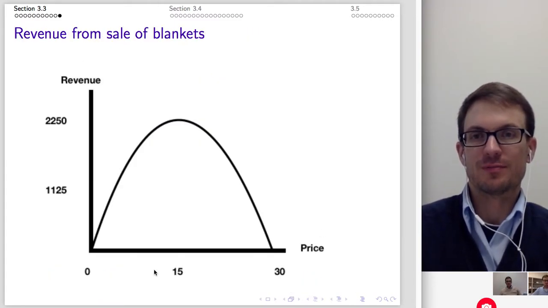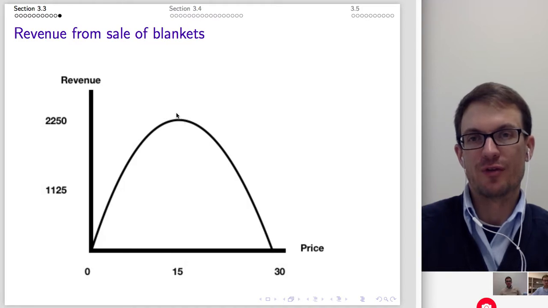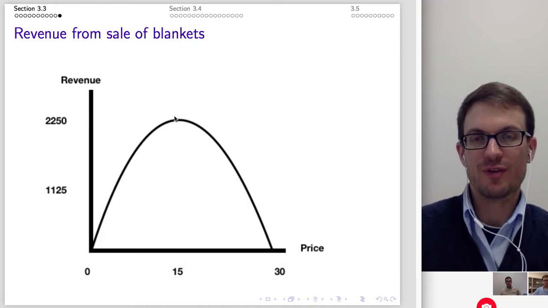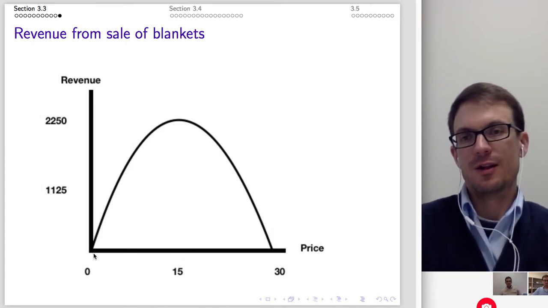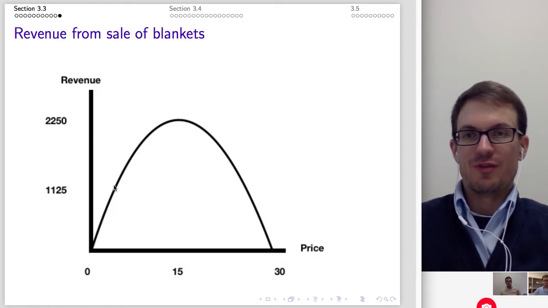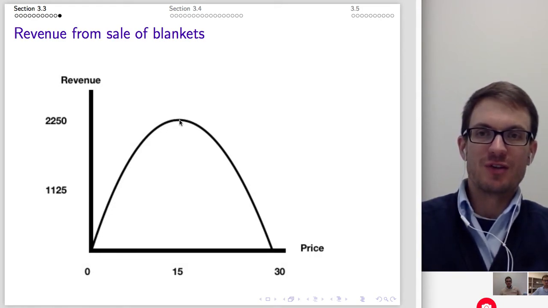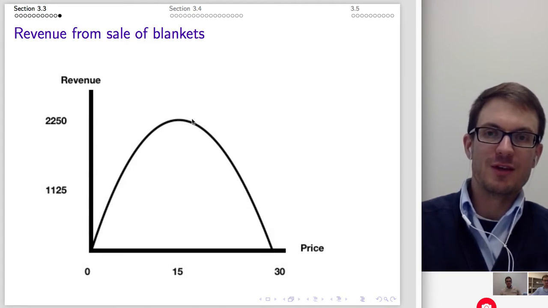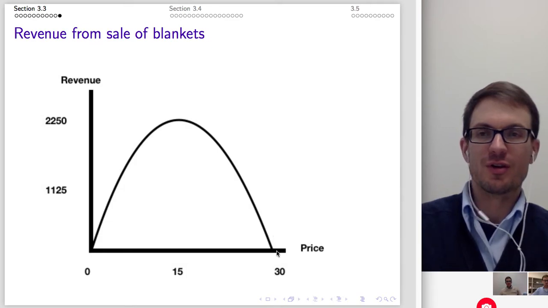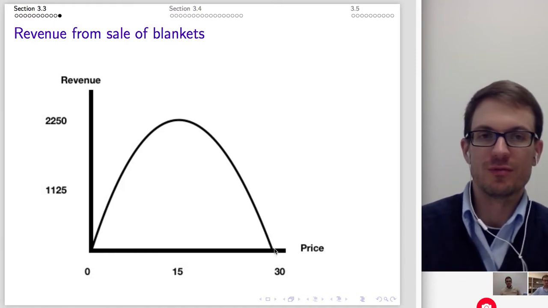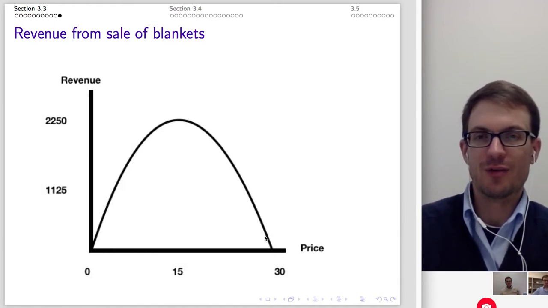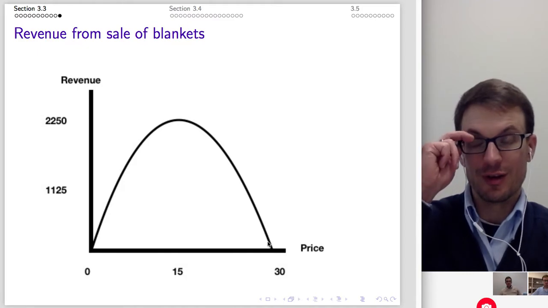And here's the picture. Right, we found the vertex. We found the point 15, 2250. The max revenue is 2250. The revenue maximizing price is 15. For prices between 0 and 15, revenue is increasing as price rises, and then beyond 15, revenue is falling as price rises, but revenue is still positive all the way down to a price of 30, beyond which revenue would become negative, but the firm wouldn't do that. The vendor wouldn't sell for negative revenue. Okay, cool.